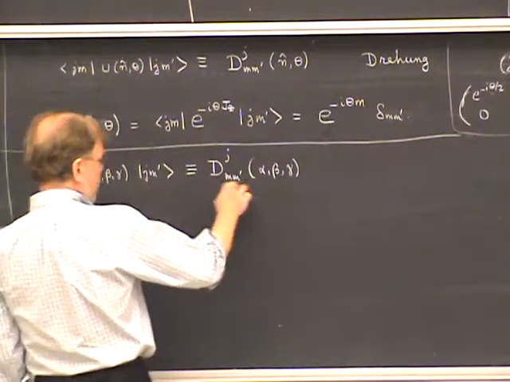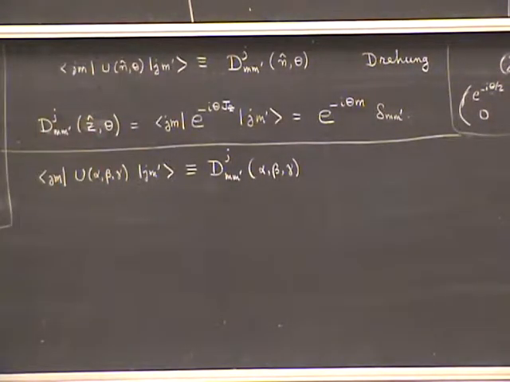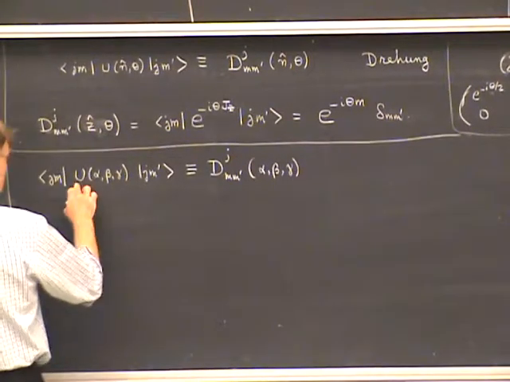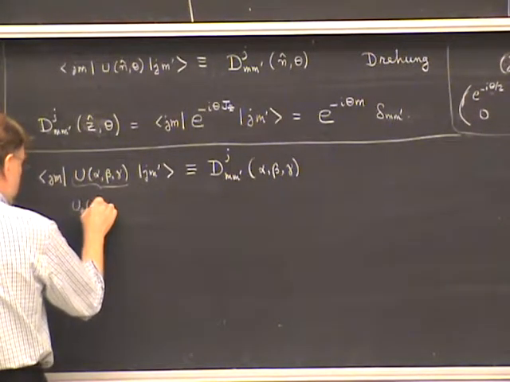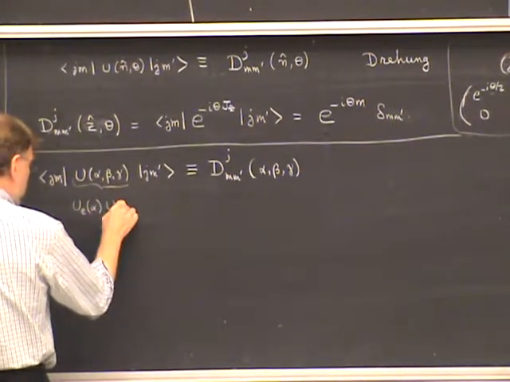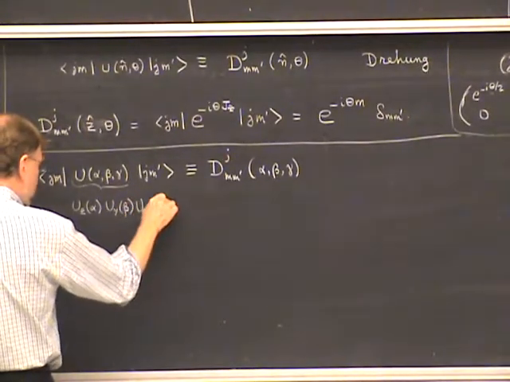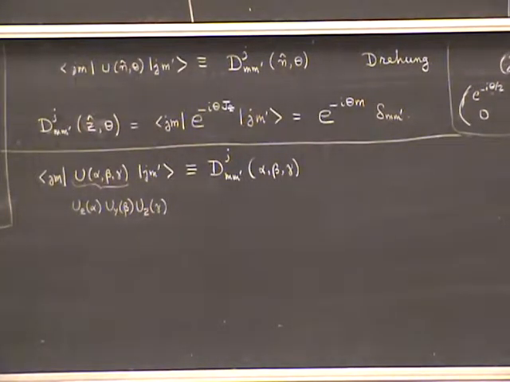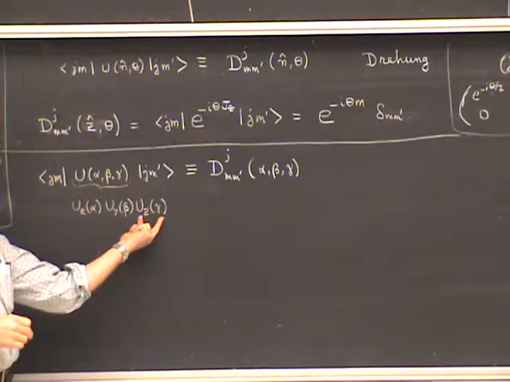It turns out that there's some simplification that can be made in the case of D matrices in Euler angle form. That's because I'll remind you that this U(alpha, beta, gamma) is a product of a rotation about the z-axis by angle alpha times a rotation about the y-axis by angle beta times a rotation about the z-axis by angle gamma. This is the z-y-z convention for Euler angles, which we discussed earlier. And so this rotation operator factors into a product of three rotation operators.